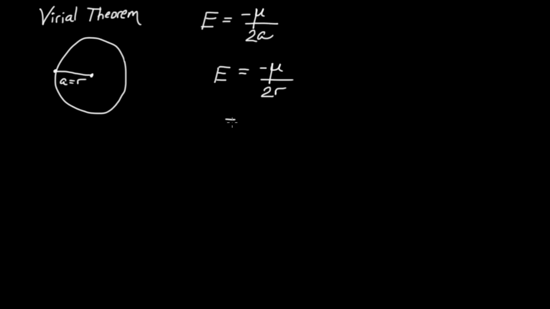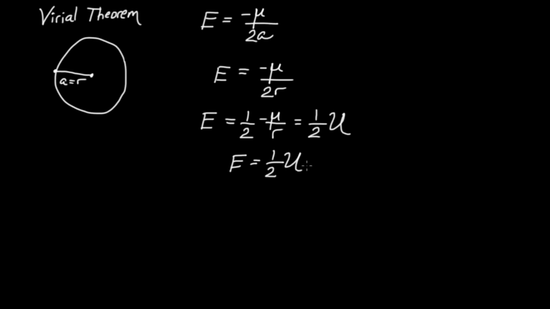Now let me rewrite this in a more suggestive fashion. The total energy is going to be 1/2 times minus mu over R. Now what is this thing, minus mu over R? That's that very special quantity which we've been talking about. That's the potential energy per unit mass. So we actually find that the total energy is equal to 1/2 the potential energy. So that's a pretty neat finding.